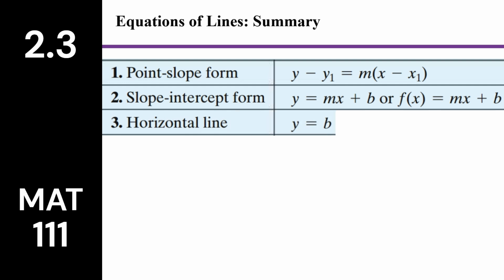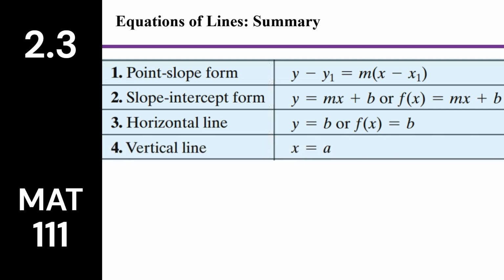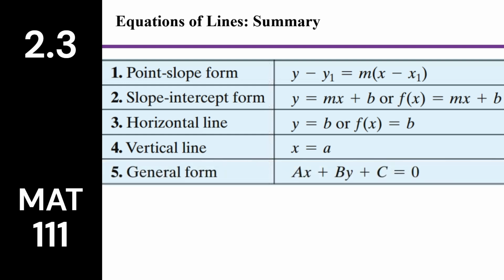The next one we looked at was the horizontal line, y equals b. That one is for horizontal lines, and we can also write that as the function f of x equals b. Then there were vertical lines, that's x equals a. Remember, vertical lines cannot be written in function notation because vertical lines are never a function. And then finally, we looked at general form.